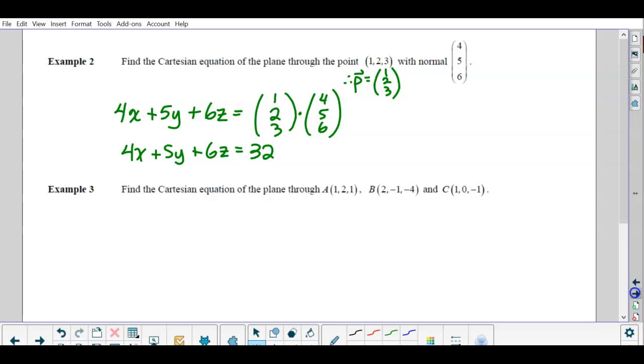Next one. Now we have 3 points, so basically here we have a plane with A, B, C. Remember, we're finding the Cartesian equation. If we know the normal, then those are our coefficients. But in this case, we want to get 2 direction vectors. So choose any 2 sets of those. It can be AB and AC, it can be BA and BC, whatever you want.